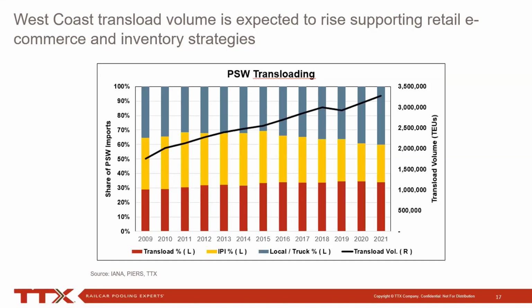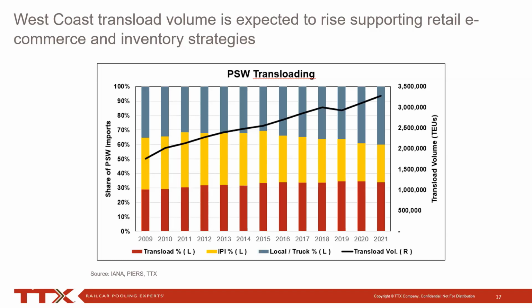The transload estimates may not be exact, but they're probably pretty close to the truth, and certainly we hope they're directionally accurate. So when you're looking at the chart for 2021, you can see that in red, the transload block, roughly 34% of imports transloaded and routed inland to rail destinations. Again, that's TTX estimate for transloading. 26% routed IPI, and the remaining 40% either stayed in the local area for consumption or was trucked to destinations, which could be trucked to Vegas, could be trucked to Phoenix, could be trucked to Chicago. We don't have data on where the trucking volume goes.